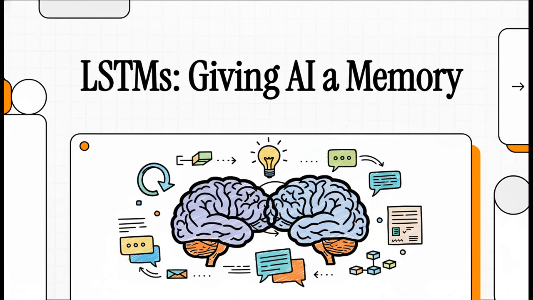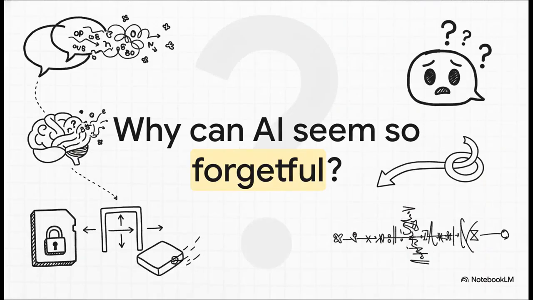All right, let's talk about AI memory. We see it everywhere, right? The AI that predicts your next word or the one that translates languages in a split second. But have you ever stopped to wonder how it actually remembers the beginning of a sentence by the time it gets to the end? Well, today we're pulling back the curtain on the really clever tech that finally gave AI a proper memory. But first, let's start with the big problem.